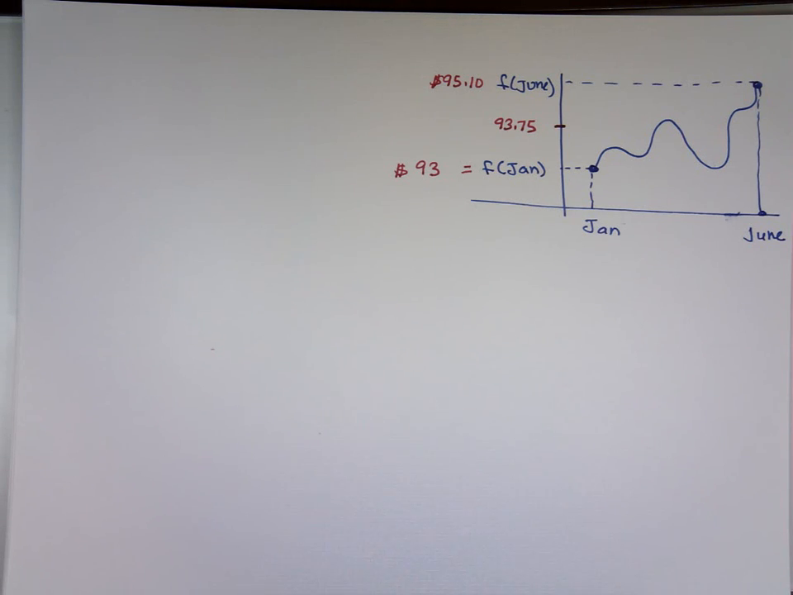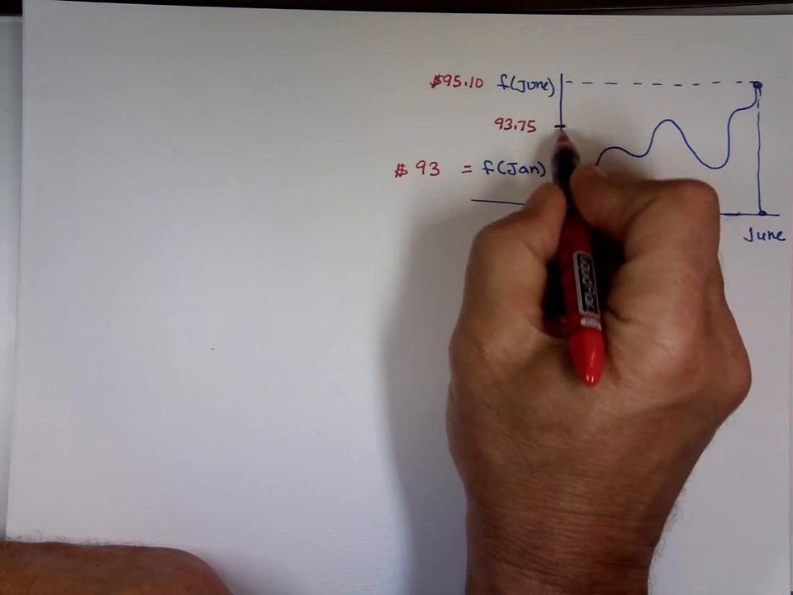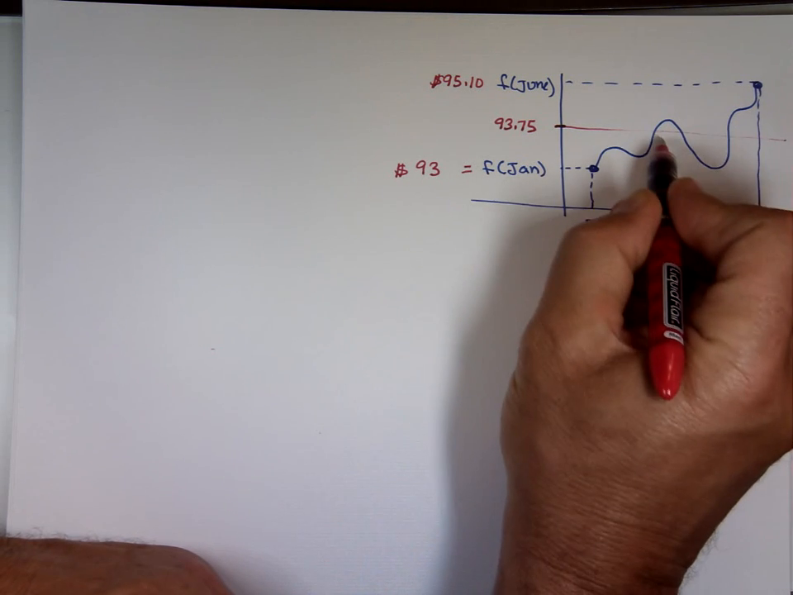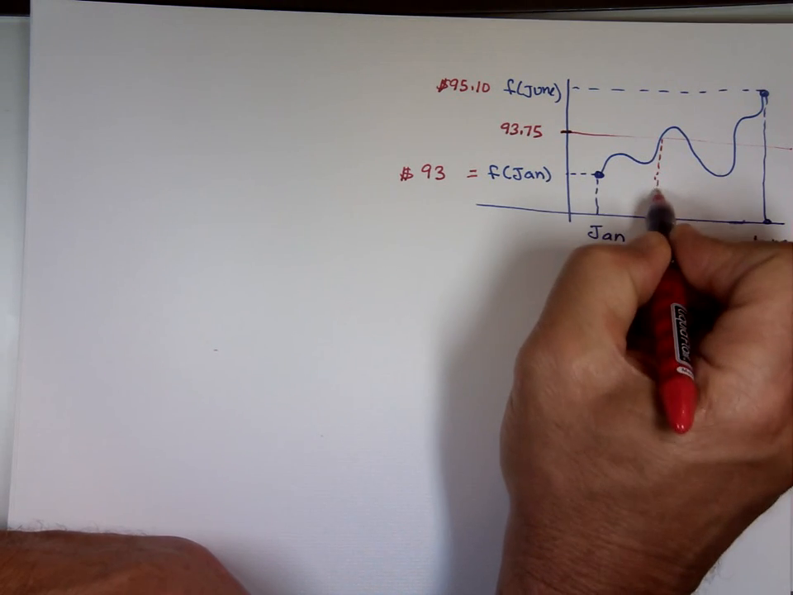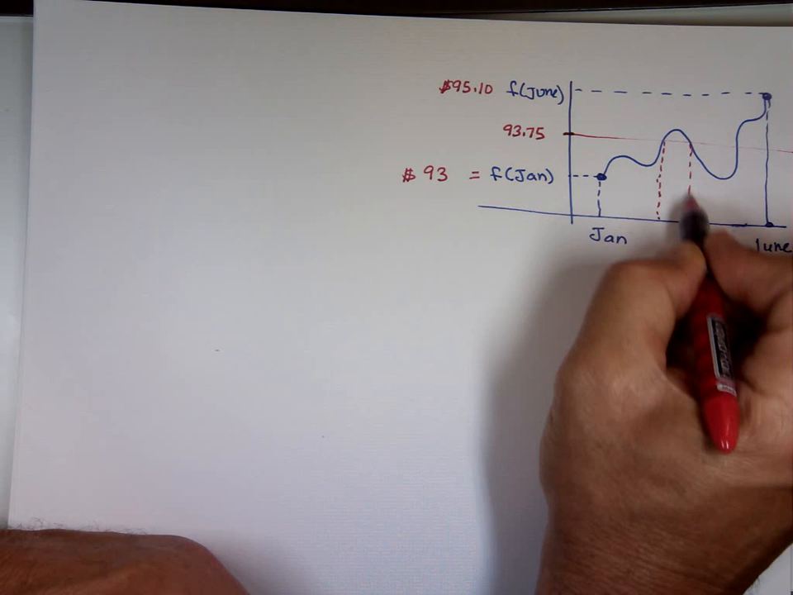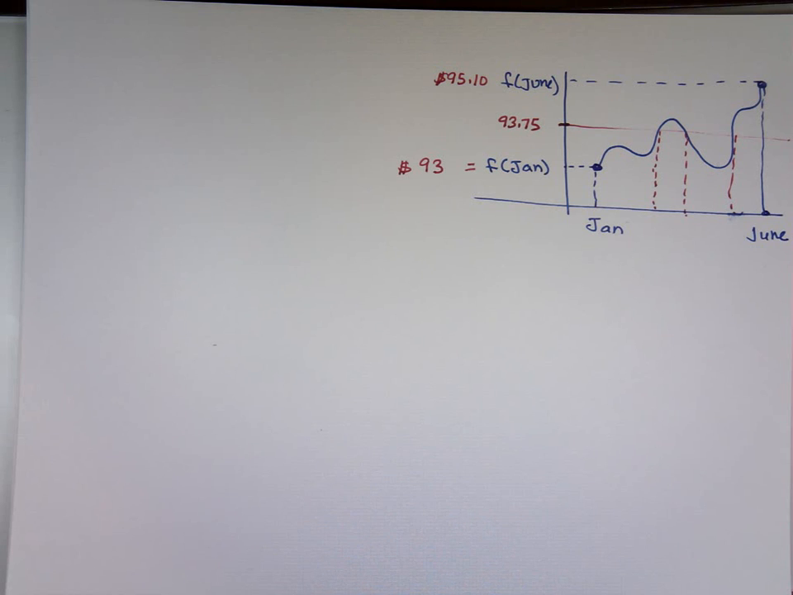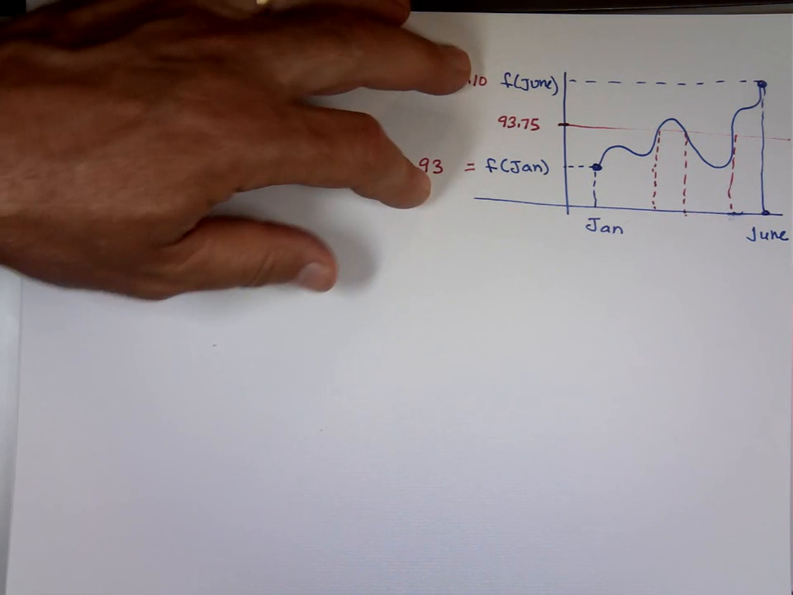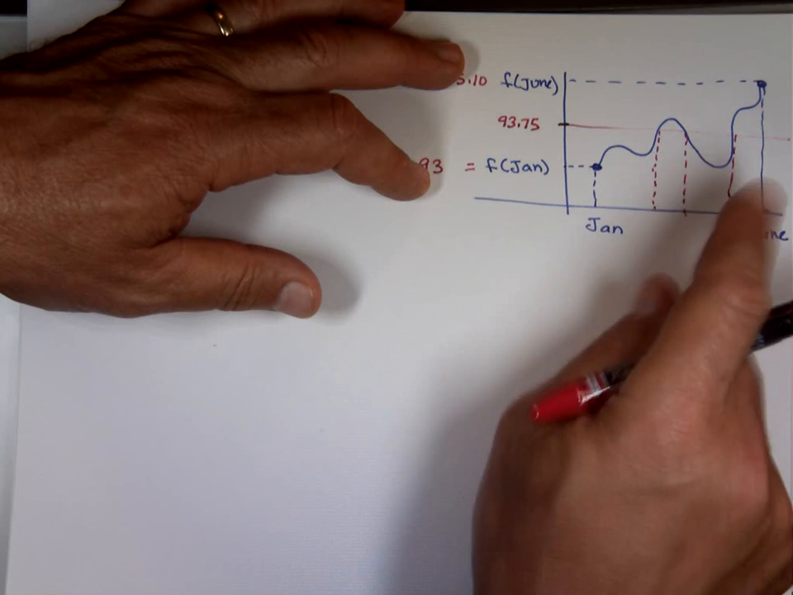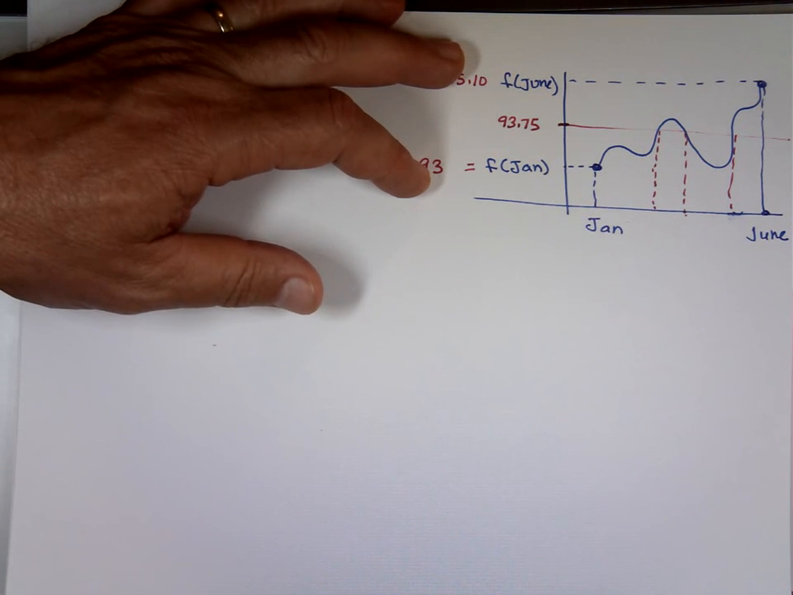So if you draw a line parallel to that, guess what? There's more than once the stock hit that price. It hit it right there. It hit it on this day. And it hit it on that day. There were 3 days between January and June where the stock market for Apple, the price of Apple shares, hit 93.75. There's no way you're going to find a number between them where it says, oh, there's not a single day that the market hit that price. No, there's a lot of days. At least one, sometimes more than one.